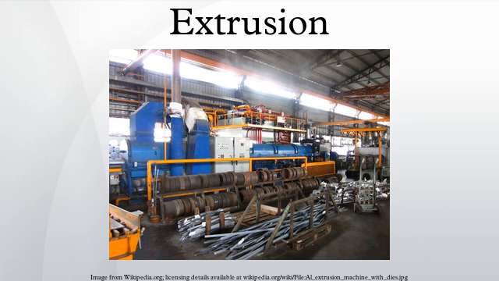Extrusion may be continuous or semi-continuous. The extrusion process can be done with the material hot or cold. Commonly extruded materials include metals, polymers, ceramics, concrete, Play-Doh, and foodstuffs. The products of extrusion are generally called extrudates.